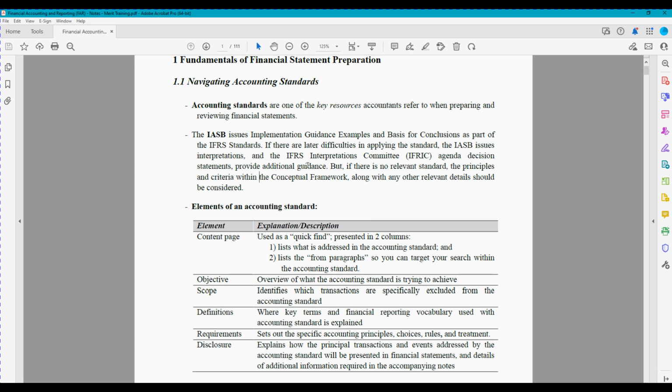So if there's no relevant standard, the principles and criteria within the conceptual framework apply. What this means is essentially the accounting standards, whilst they do cover specific areas and tell you how to do specific things, ultimately it is a conceptual framework, which basically means that it's a framework to apply to any given situation. So it's more about principles on how to approach the situation so that you can then apply that without necessarily applying to one particular thing. It could apply to all kinds of scenarios.